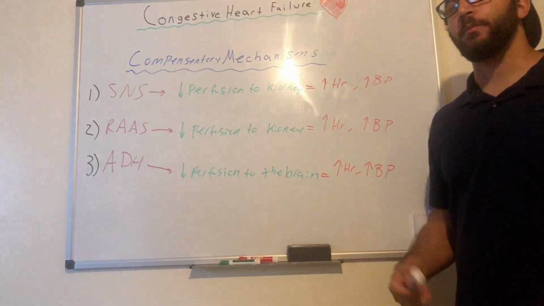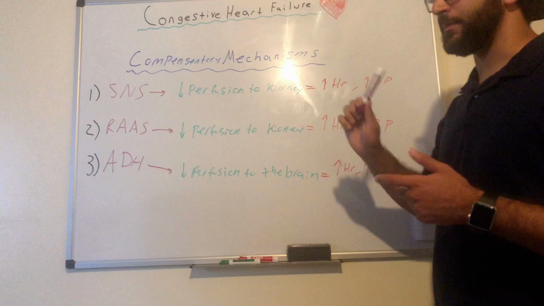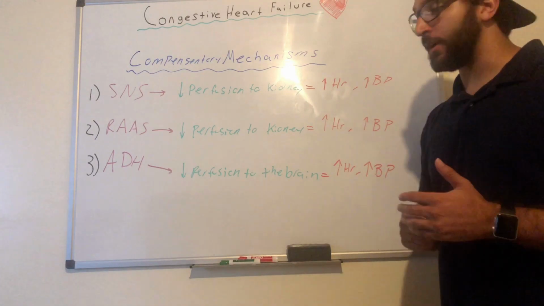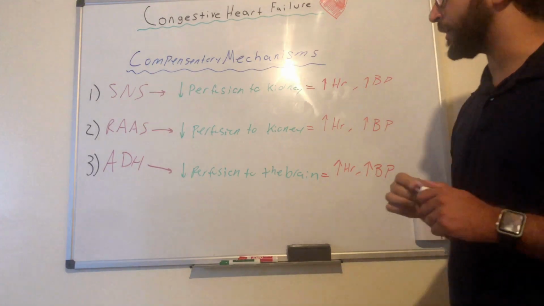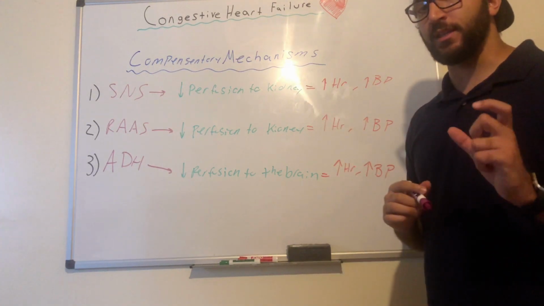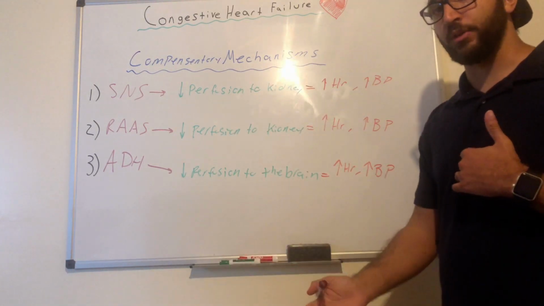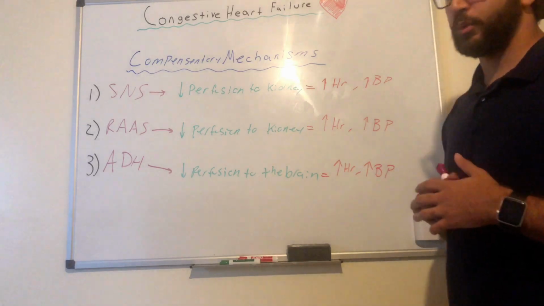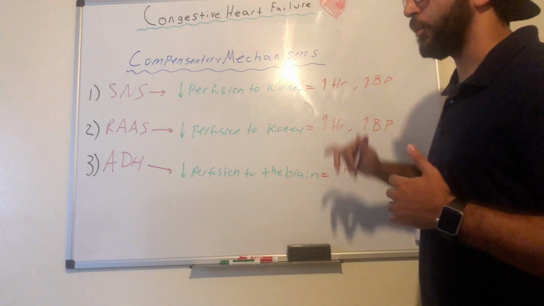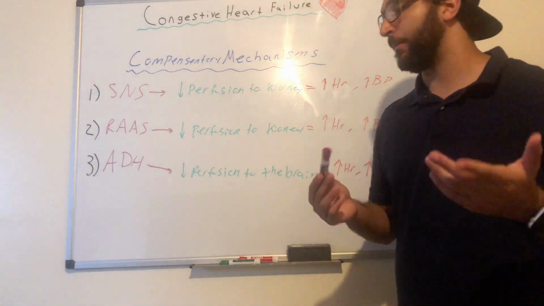The compensatory mechanisms associated with congestive heart failure begin with the sympathetic nervous system, which is the fight or flight. It's the first compensatory mechanism to turn on. When the kidneys detect that the heart is not pumping out systemic blood flow properly from low cardiac output, the kidneys are not being perfused. So the heart rate is going to increase and blood pressure is going to increase to compensate for the rest of the body.